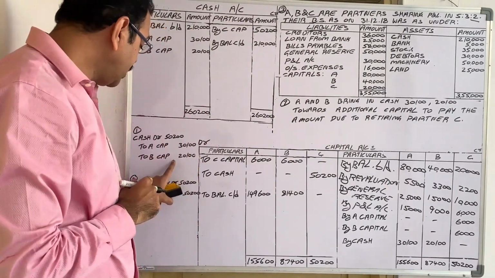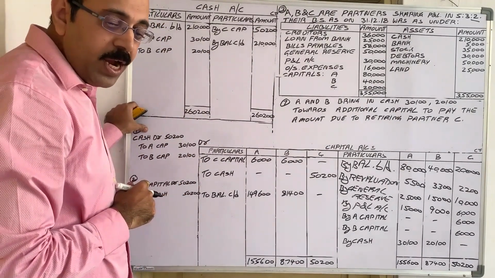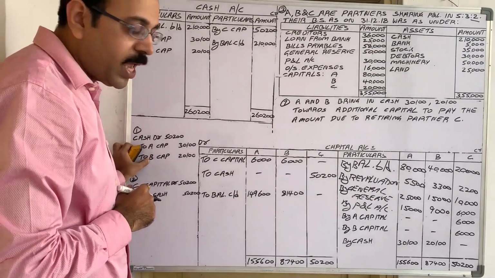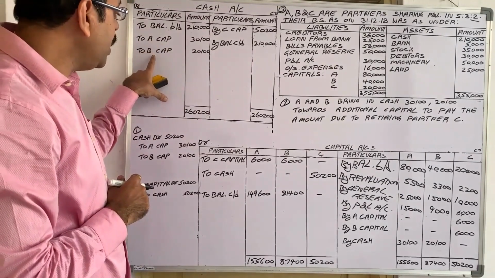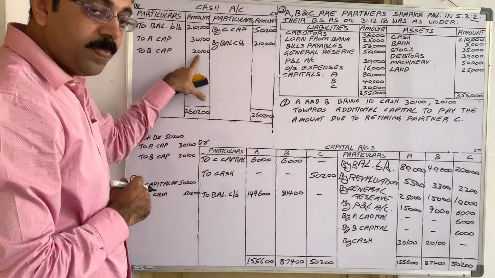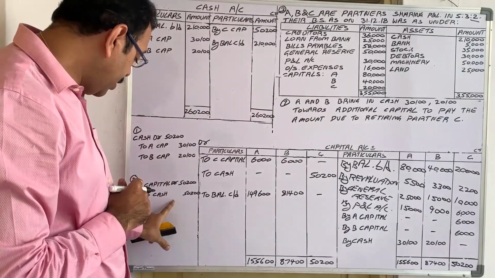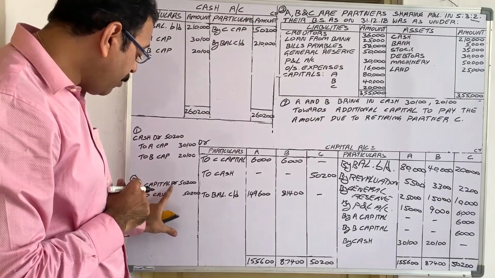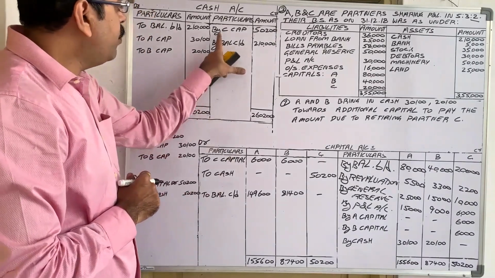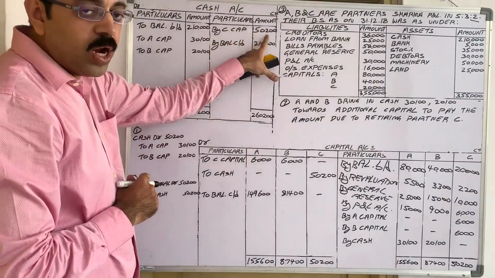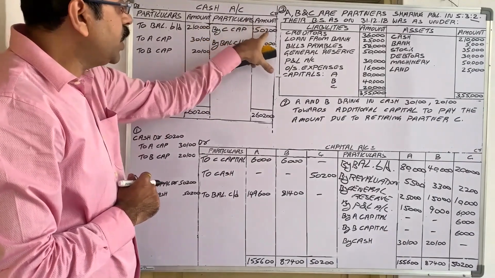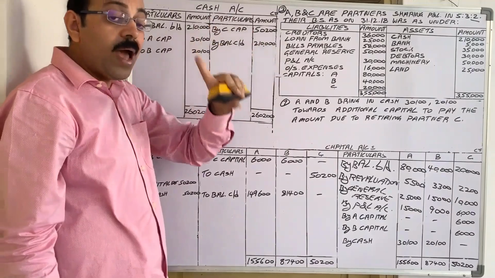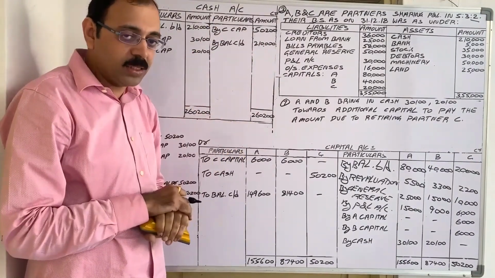Then post the first entry. Cash is debited, therefore on the debit side we have to write to A capital, to B capital. See, to A capital, to B capital amounts. Then the second entry, cash is credited, therefore on the credit side by C capital 50,200. Now debit total minus credit total, balance carried down 2,10,000. It appears in the new balance sheet on the asset side as cash balance.